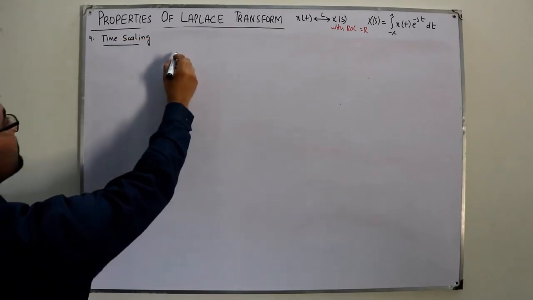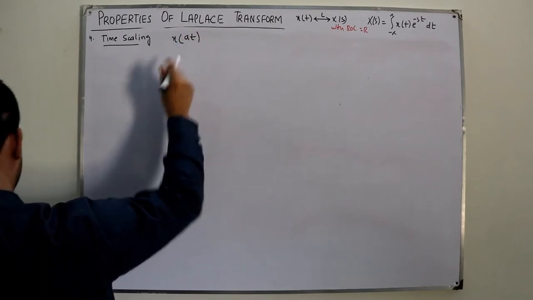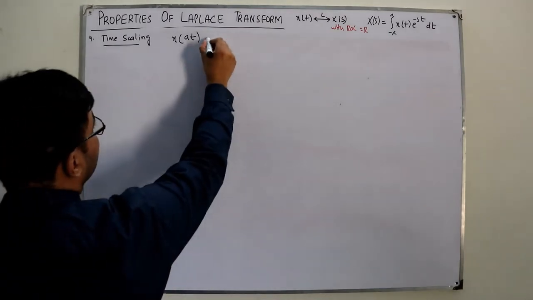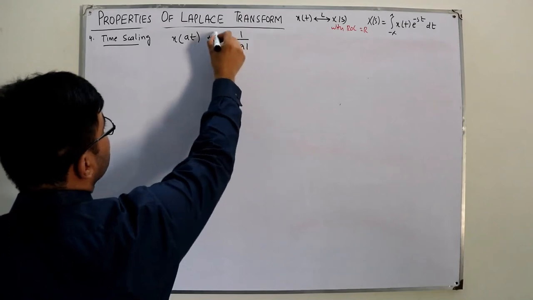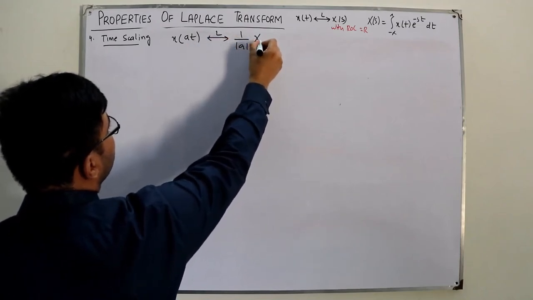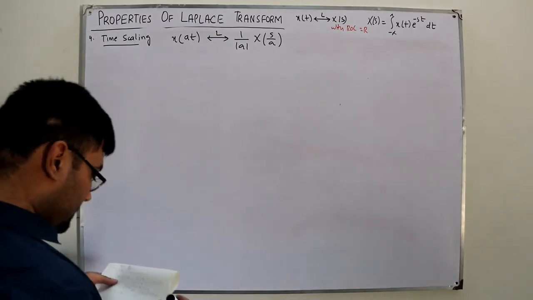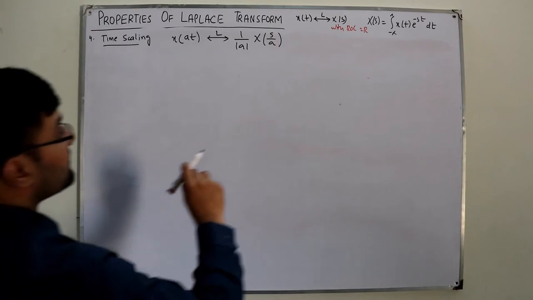And time scaling, what do I mean? If I have a signal x of a t, let's say. So what would the corresponding Laplace transform be? It would be 1 upon the magnitude of a, times X of s by a. And what about the ROC? The ROC would be a times R.